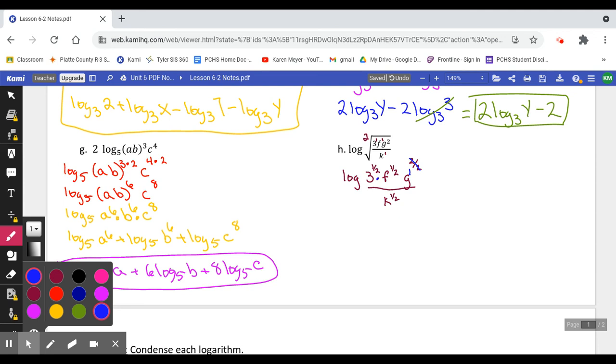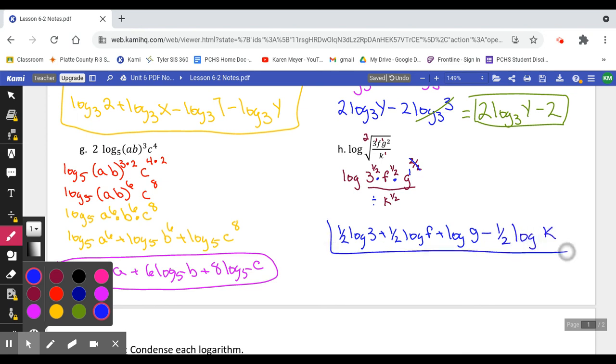Okay, so I see multiplication, multiplication, and division. And then remember, you get to move your exponents out in front. So I should be looking at 1/2 log 3 plus 1/2 log F plus log G, because G only had a power of 1, which means I don't really have to move anything, minus for division, and then exponent out in front, 1/2 log K. Finished.